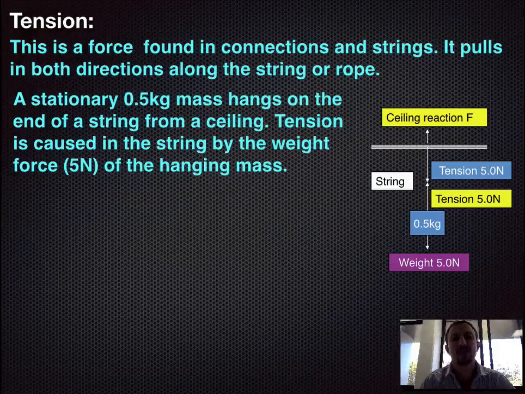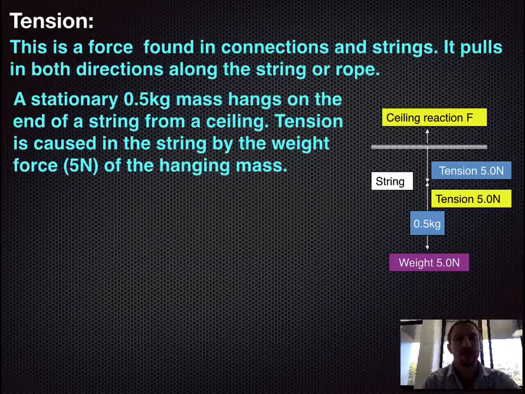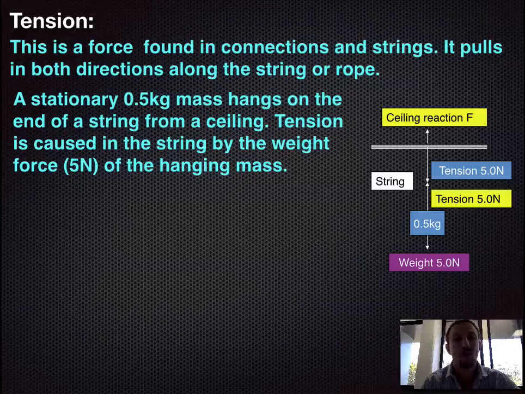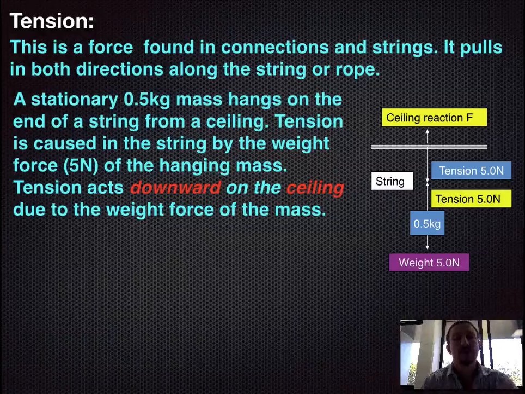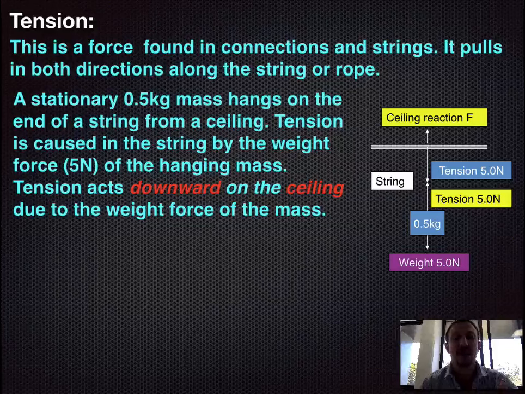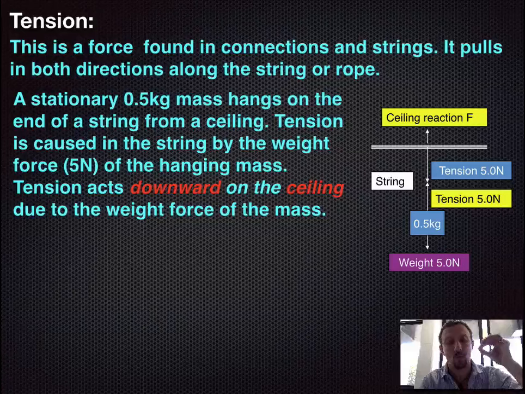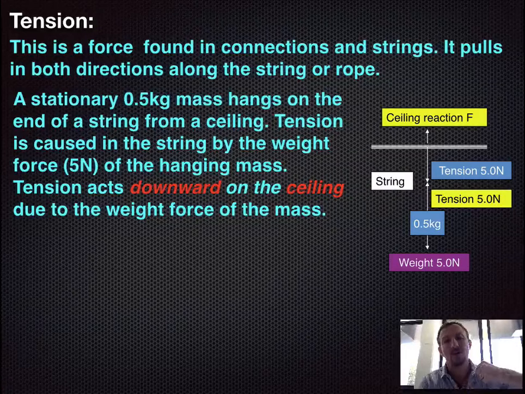But let's take a situation and just explore what happens when we attach an object via a string to something like a ceiling. In this case we've got a 0.5 kilogram mass which is hanging on the end of a string from a ceiling. Now the tension is caused by the weight force, 5 newtons, hanging from the mass. The tension acts downwards on the ceiling due to the weight force of the mass. You can see there that the second arrow coming down from the ceiling is acting downwards, because this is the effect of the mass.